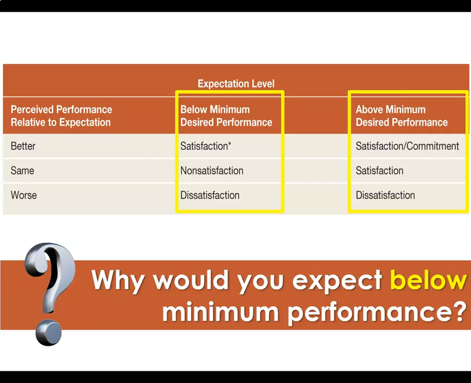I also see some student confusion when marketers consider why a consumer would expect below minimum performance. And there are several important reasons why this might be the case. The first is, available alternatives may not exist. The second reason includes an emergency situation. For example, when you get a flat tire and you have to go to the very first repair shop you see or have access to. And the third is a family decision. For example, you may decide to go to some restaurant to make your child happy, but the parents aren't happy in this case.